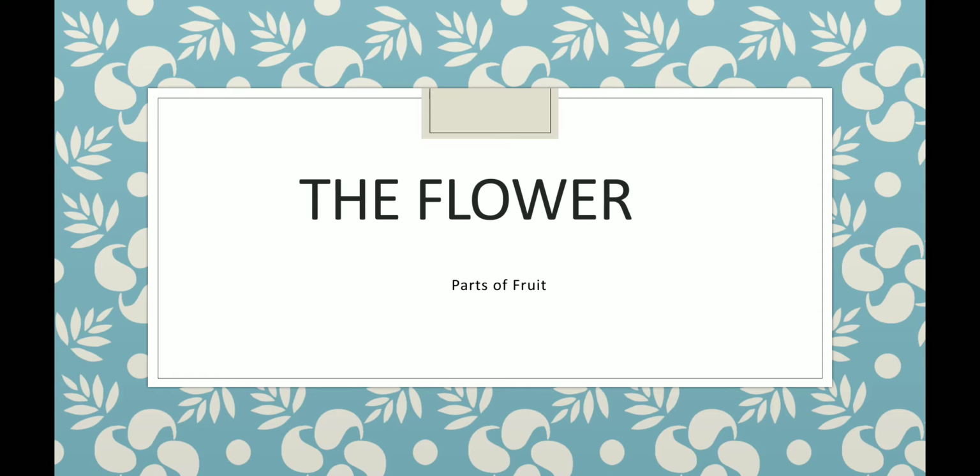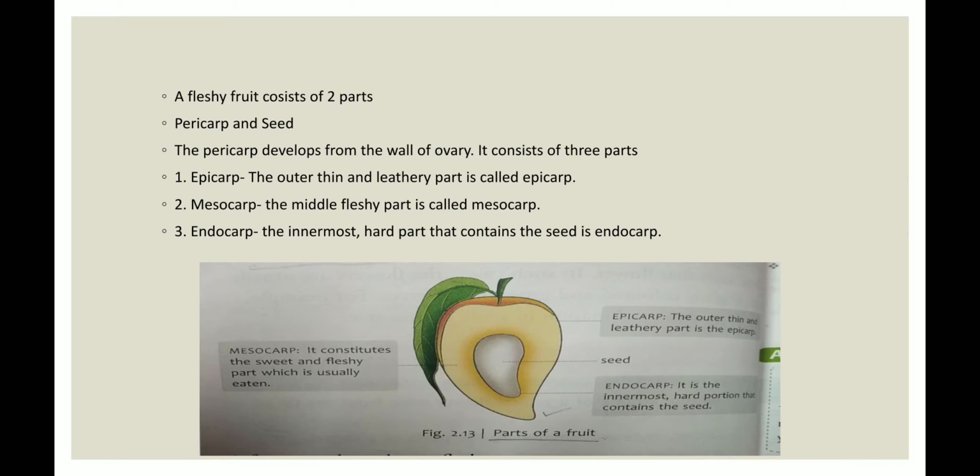So in today's lecture I am going to explain the parts of fruit. So let's start, students. A fruit is a ripened ovary. After fertilization, the ovary swells up, increases its size and becomes mature. That is only a fruit. That is, a fruit is a ripened ovary, mature ovary होती है.